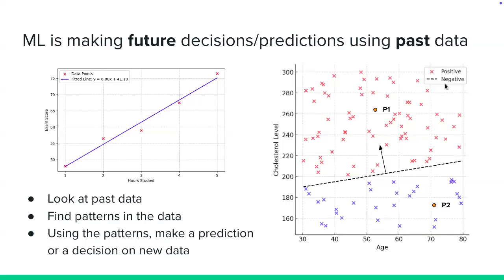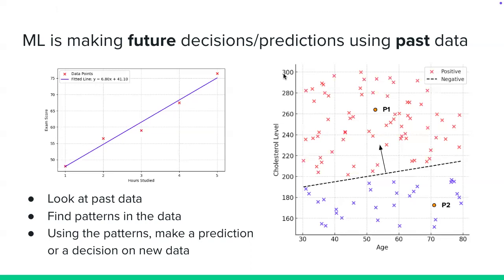Before we get started with the main topic, I wanted to go over some of the topics we covered in lecture 1. So what is machine learning? Well, machine learning is using past data to make future decisions or future predictions.